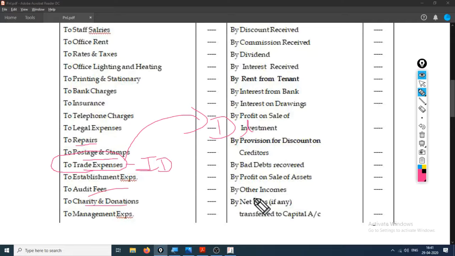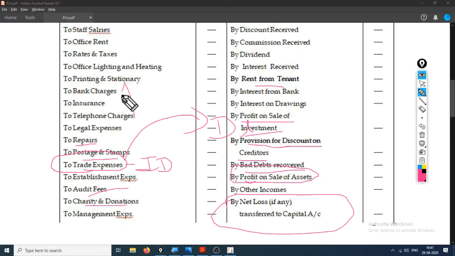Charities, donation, audit fees, provisions are here in the indirect income, provision for discount on creditors. Bad debt recovered is also indirect income, profit on sale of asset. This is also indirect income because buying and selling assets is not our job. Profit on sale of investment, rent from tenant. And this is the final figure.